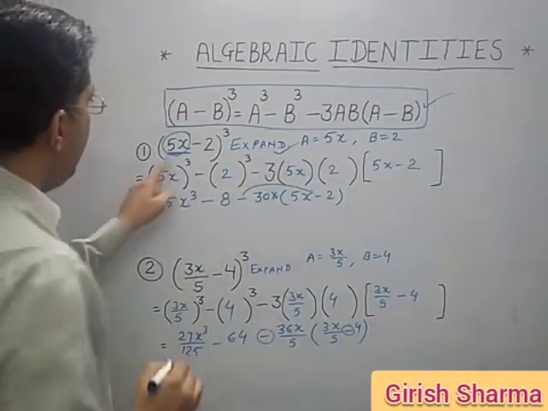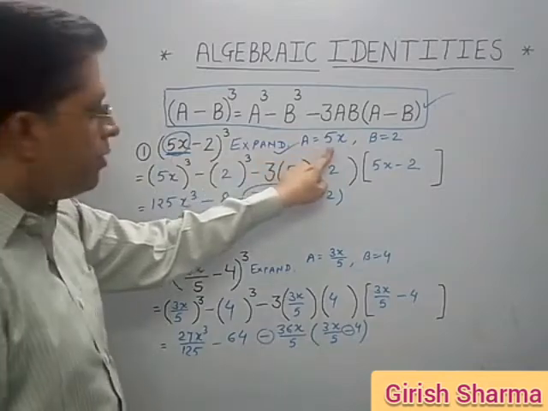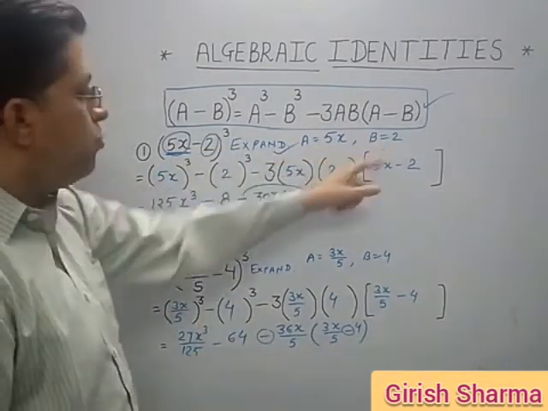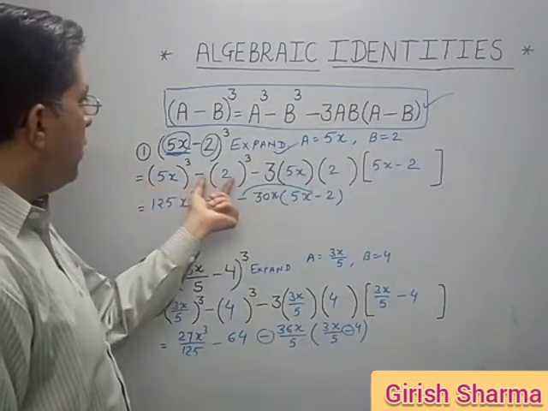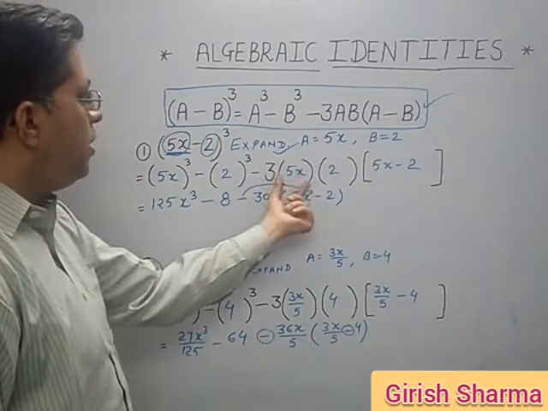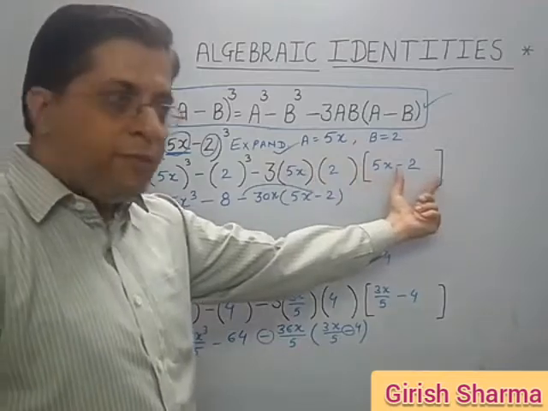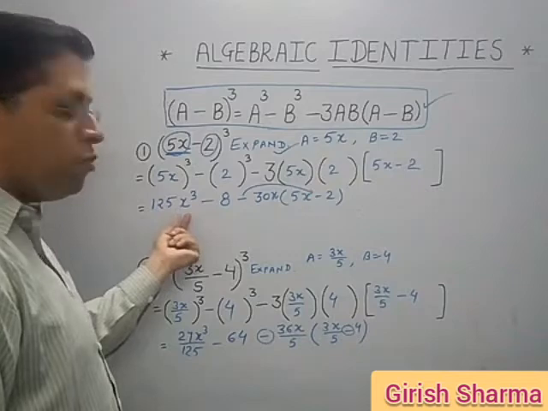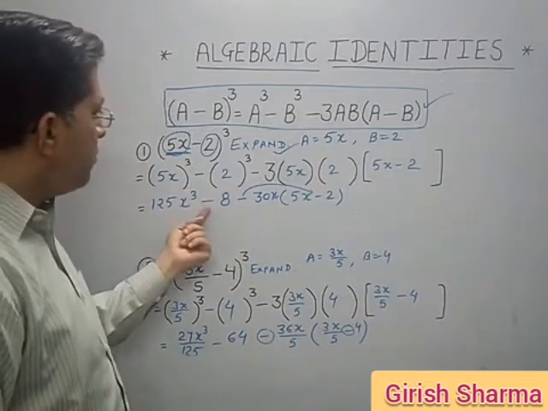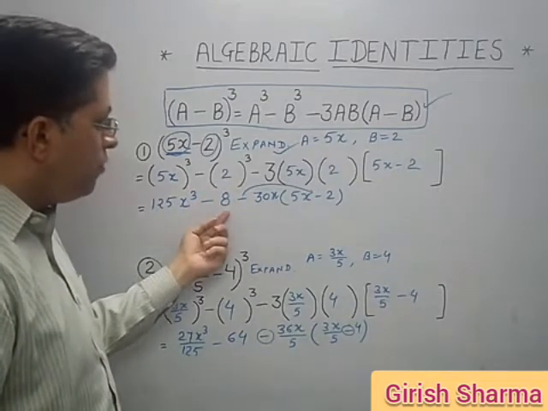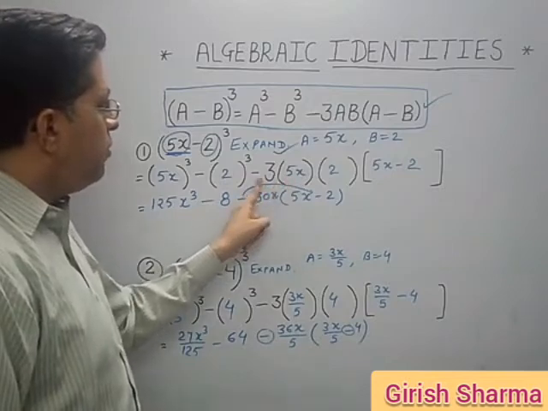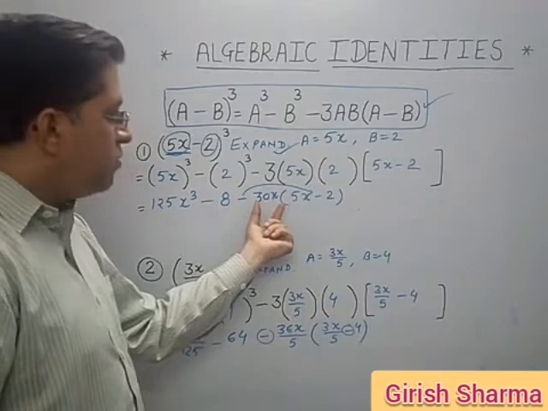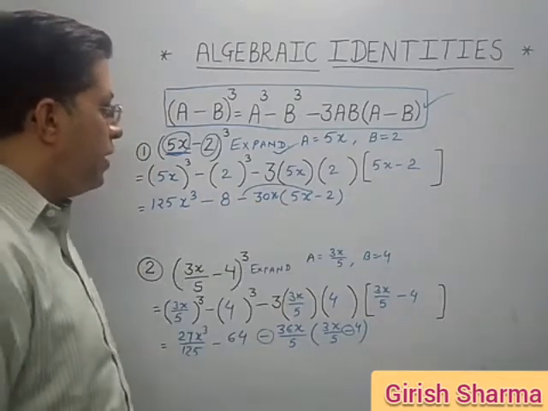What is a? A is very clear, 5x. What is b? B is 2. What is the formula? A cube minus b cube minus 3ab(a minus b). What is 5 cube? It is 125x cube. Minus is minus, 2 cube is 8. Now see, 3 fives are 15, 15 twos are 30, 30 into x is 30x. This is your 5x minus 2.